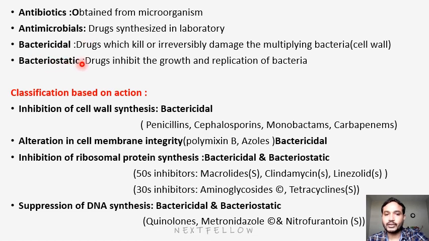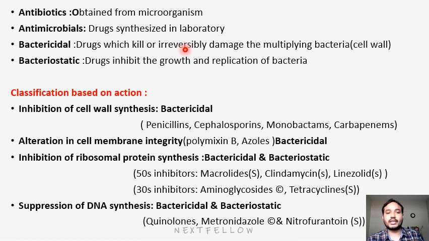Bacteriostatic means they inhibit the growth and replication of bacteria. That's a major fundamental difference. Bacteriostatic drugs won't kill, but bactericidal drugs will kill by inhibiting the cell wall. Bacteriostatic drugs inhibit growth by inhibiting protein synthesis or DNA synthesis, somewhere in the cellular mechanism, inhibiting growth only. But bactericidal drugs kill the bacteria by inhibiting cell wall synthesis.